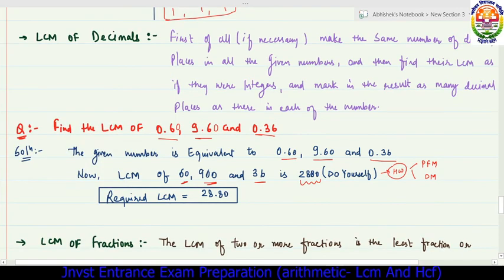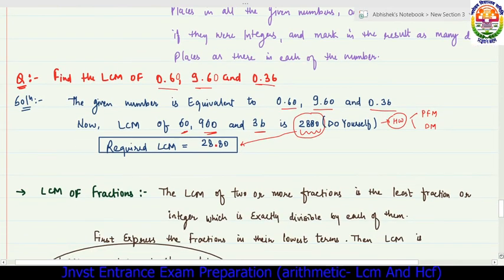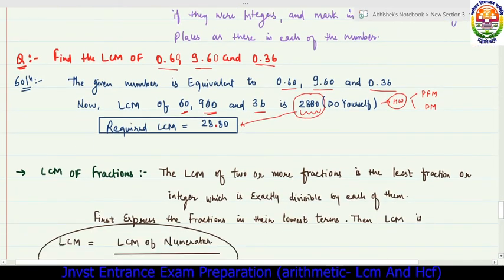Whenever the answer is 2880, the required answer is 28.80, because after the 2 the decimal portion comes. Clear? You have to solve 69, 60, 36 in your homework by both methods, the prime factorization method and the division method. The LCM portion is done.